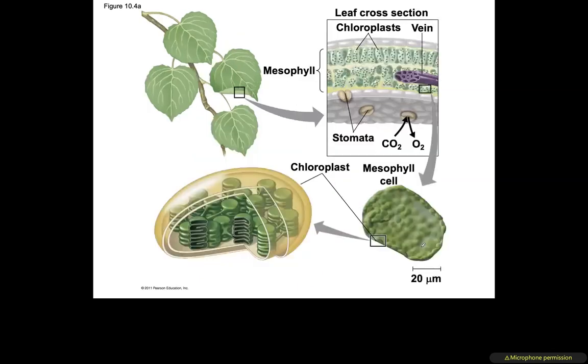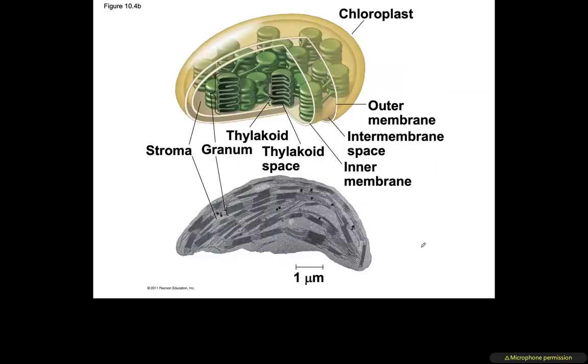There's a nice, bigger picture of each of them. If you look over here, this is a TEM, transmission electron micrograph. That is the type of microscope that sends electrons through structures, and you can see the details. You can see all of the stacks of those thylakoids, and the stacks, like I said, are called granum.